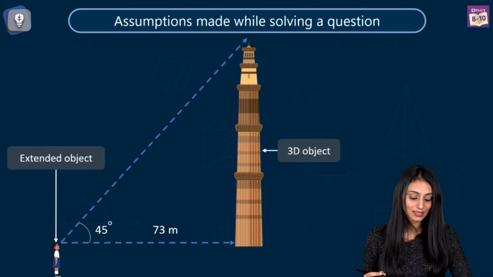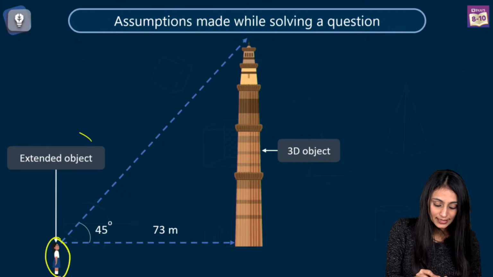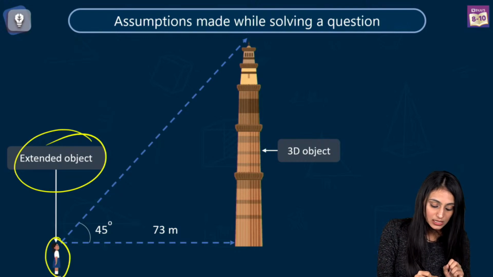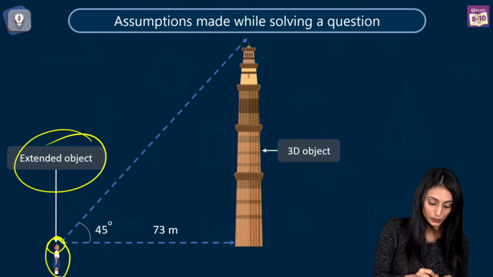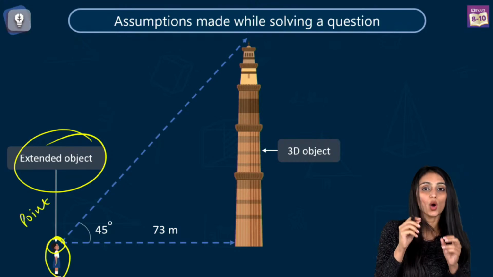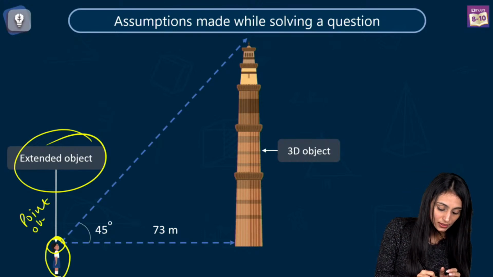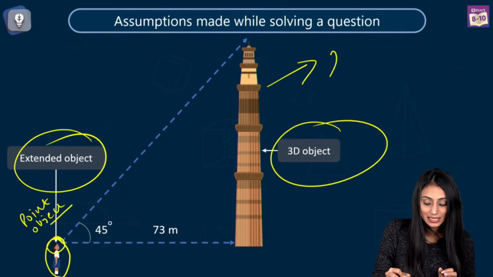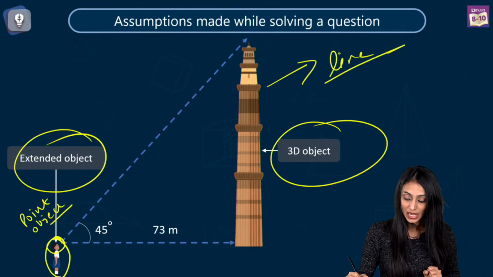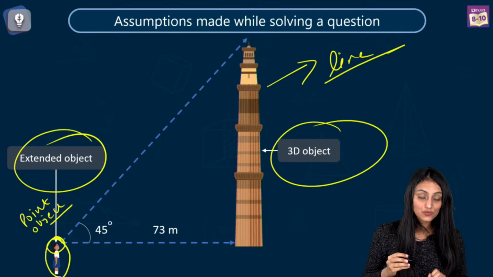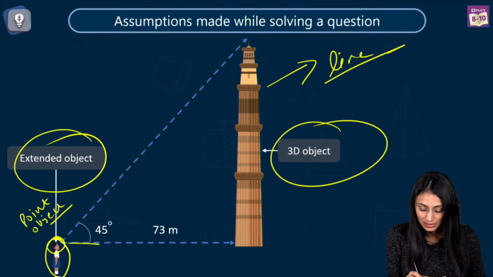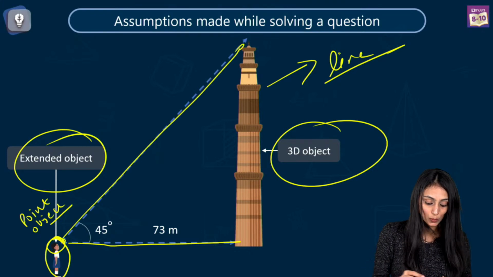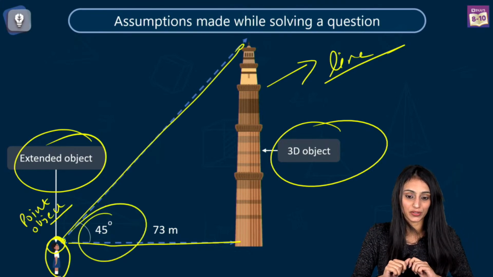So here you can see that the observer is here. That's an extended object, right? So she is standing over here. So we always consider the observer as a point object, right? We consider the observer's eye as a point object, and this 3D object will be considered as a straight line over here. Now you can see right here the angle is formed between this horizontal axis and the line connecting the observer's eye to the top of the Qutub Minar, which is 45 degrees over here.